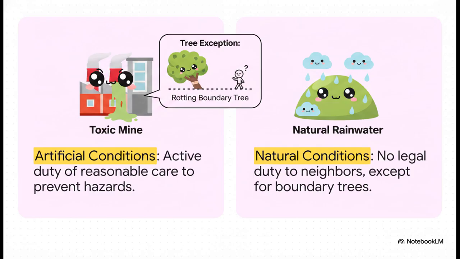However, there is a super fascinating strict exception: trees. Trees are the rare natural exception. If you have a rotting tree on the edge of your land, you must use ordinary due care to inspect and manage it to protect passing pedestrians and neighbors from falling branches.